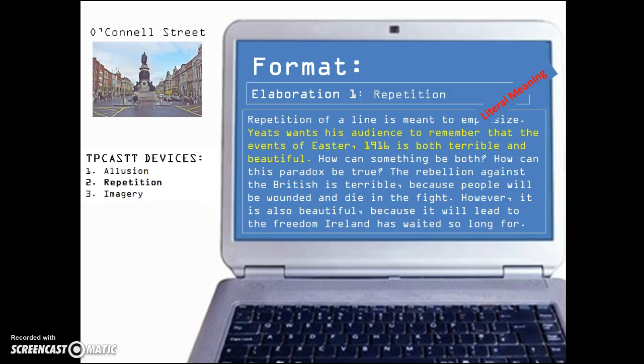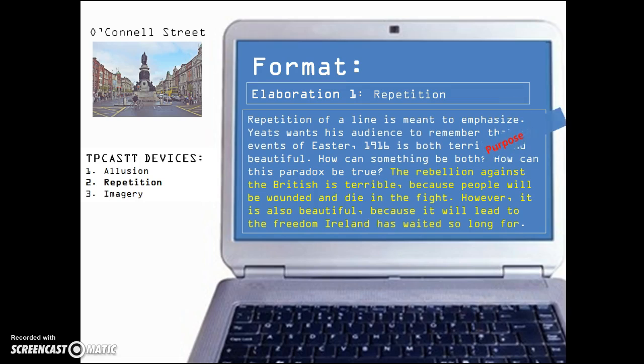So what my quote literally meant is that Easter 1916 is both terrible and beautiful. So I explain that, literally. Then I add in some writing style. I use something called a rhetorical question to transition and to help my readers wonder, how could something be both terrible and beautiful? So I ask some questions to keep my paragraph moving. This is optional, but I would strongly suggest using something like a rhetorical question to spice up your writing.